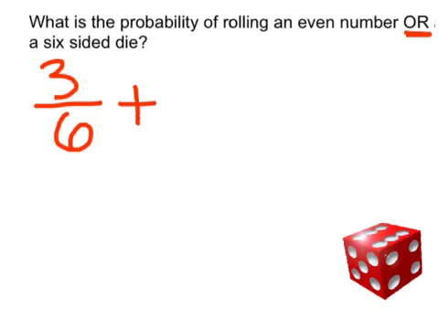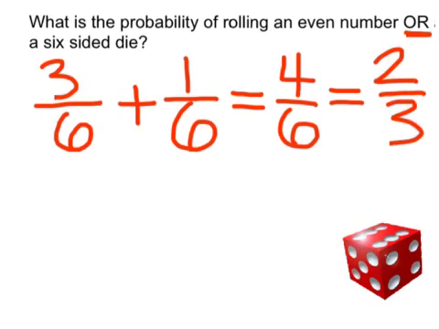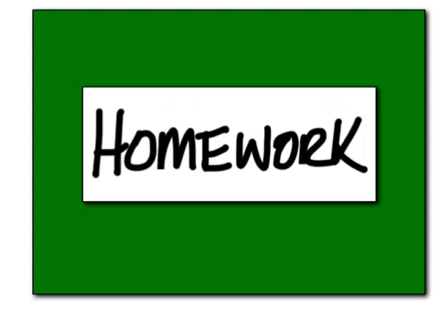We're going to add that to the number of times we can get a 3. What's the probability? 1 over 6. We have 1 chance of getting a 3 on a 6-sided die. There's only 1 three out of 6 possibilities. That's going to give us 4/6 total. But we can reduce this. What can we reduce it to? 2/3.